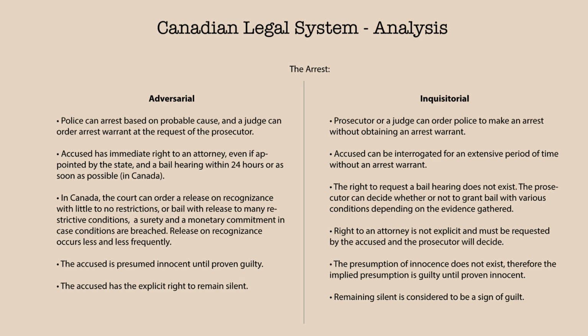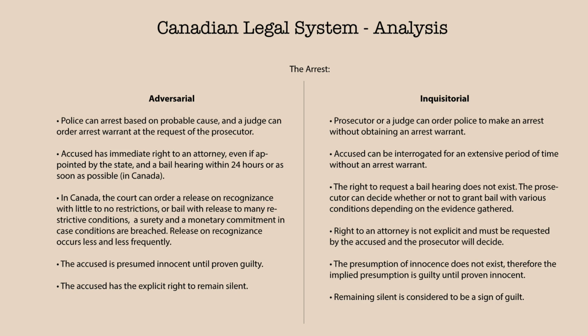The next phase is the arrest phase. In the adversarial system, police can arrest based on probable cause, and a judge can order an arrest warrant at the request of the prosecutor. The accused has the immediate right to an attorney, even if appointed by the state, and a bail hearing within 24 hours or as soon as possible. At least in Canada, that is the time frame of which they are eligible.